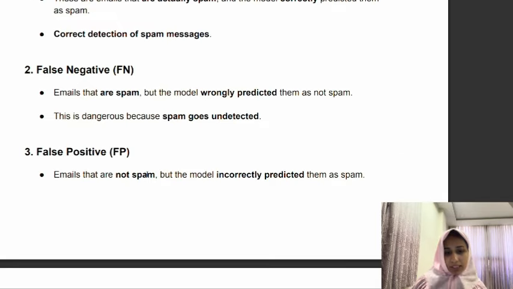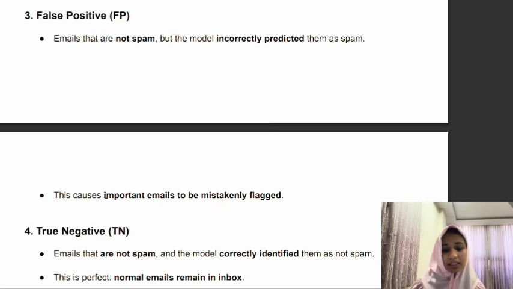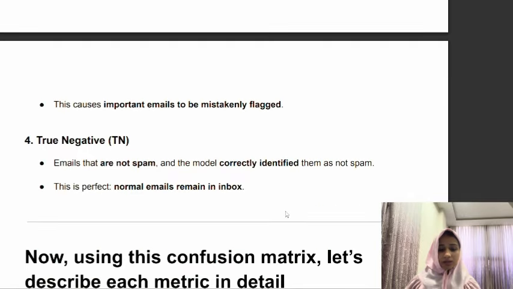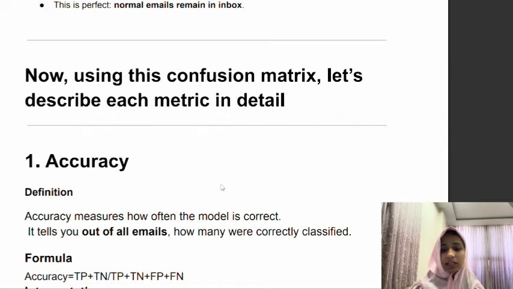False positive: the emails are not spam but the model incorrectly predicted them as spam. This causes important emails to be mistakenly flagged. Then true negative: emails are not spam and the model correctly identified them as not spam. This is perfect. Normal emails remain in the inbox.